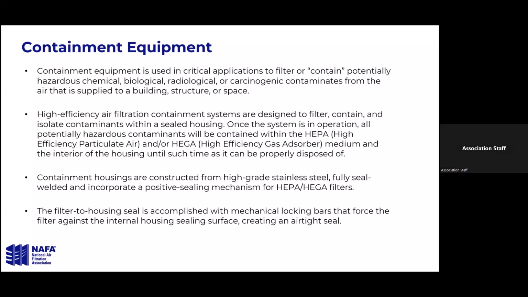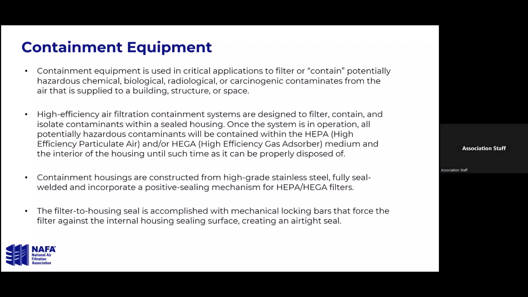So containment housings are going to be constructed from high-grade stainless steel. This is especially true in the United States. There are containment housings that are carbon steel and painted. You'll see this a lot in Europe. And there are some applications here in the States that can use that. You'll see it sometimes in healthcare. But a majority of the containment housings you'll see in the United States are going to be high-grade stainless steel welded housings. They're going to incorporate a positive sealing mechanism for that HEPA or that HEGA.